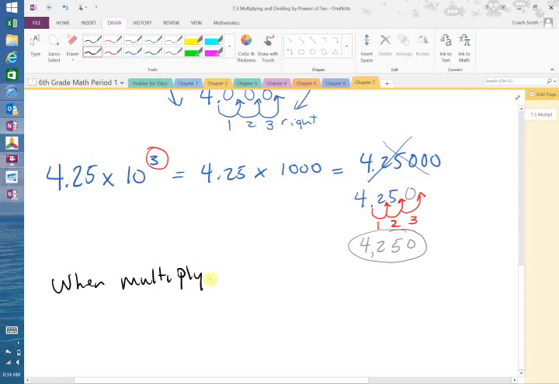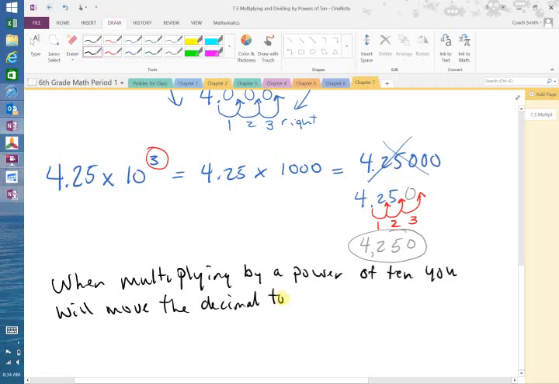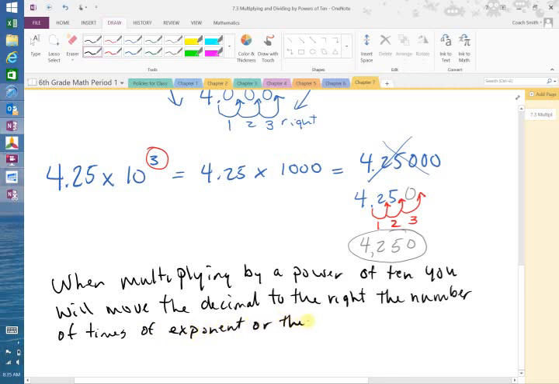When multiplying by a power of 10, you will move the decimal to the right the number of times of the exponent, or the number of zeros in the power of 10.